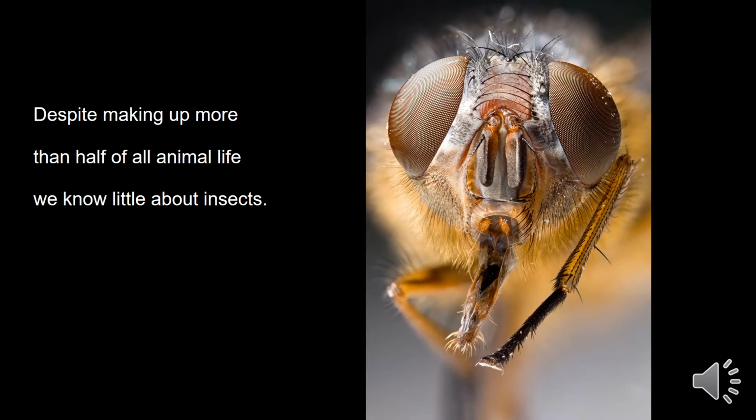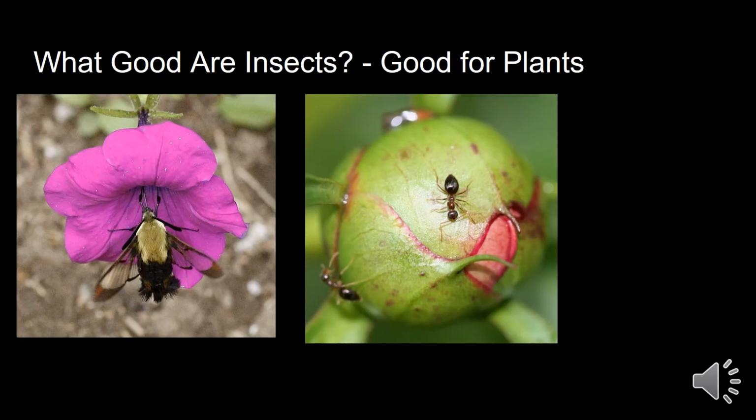So let's take a step back and say, well, what good are insects? Insects are good for plants, and we all know insects pollinate. They pollinate plants, and as we all are aware of, the statistic is 1 out of every 3 mouthfuls that we take depend on pollination. But insects also pollinate trees and shrubs, which allows them to produce fruit and berries, which then feed our birds and other wildlife.